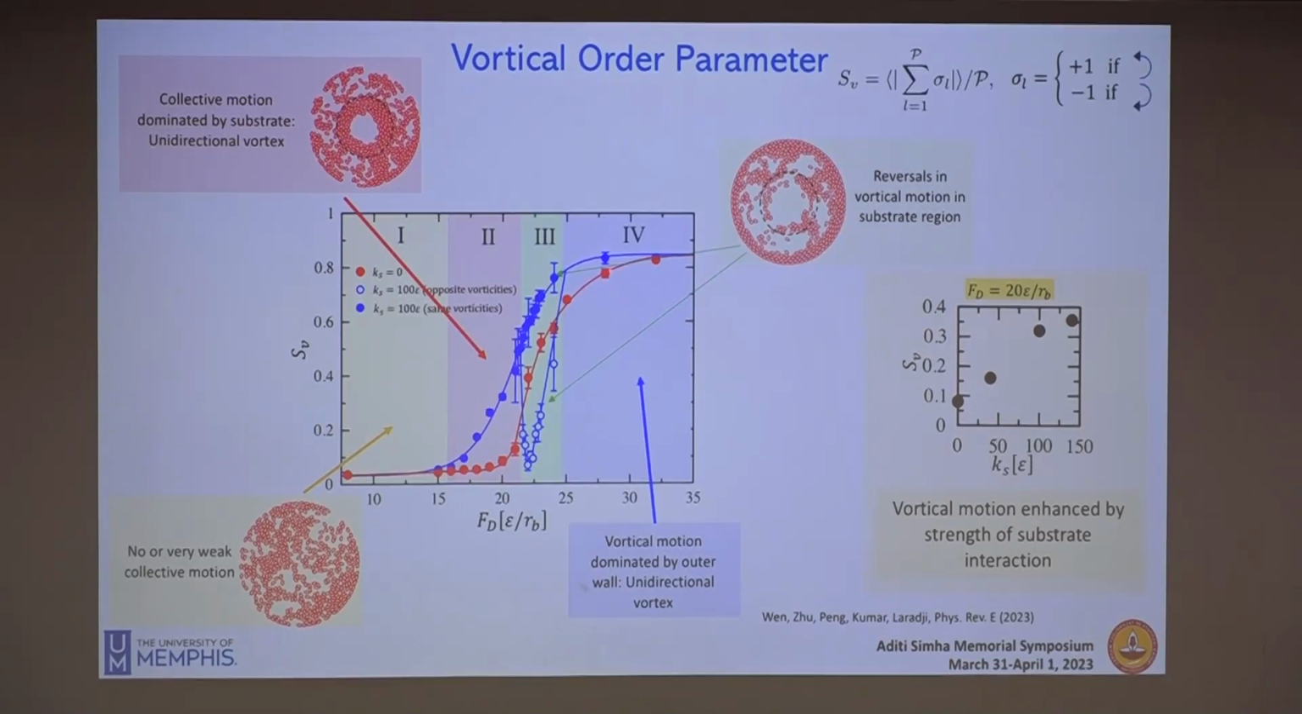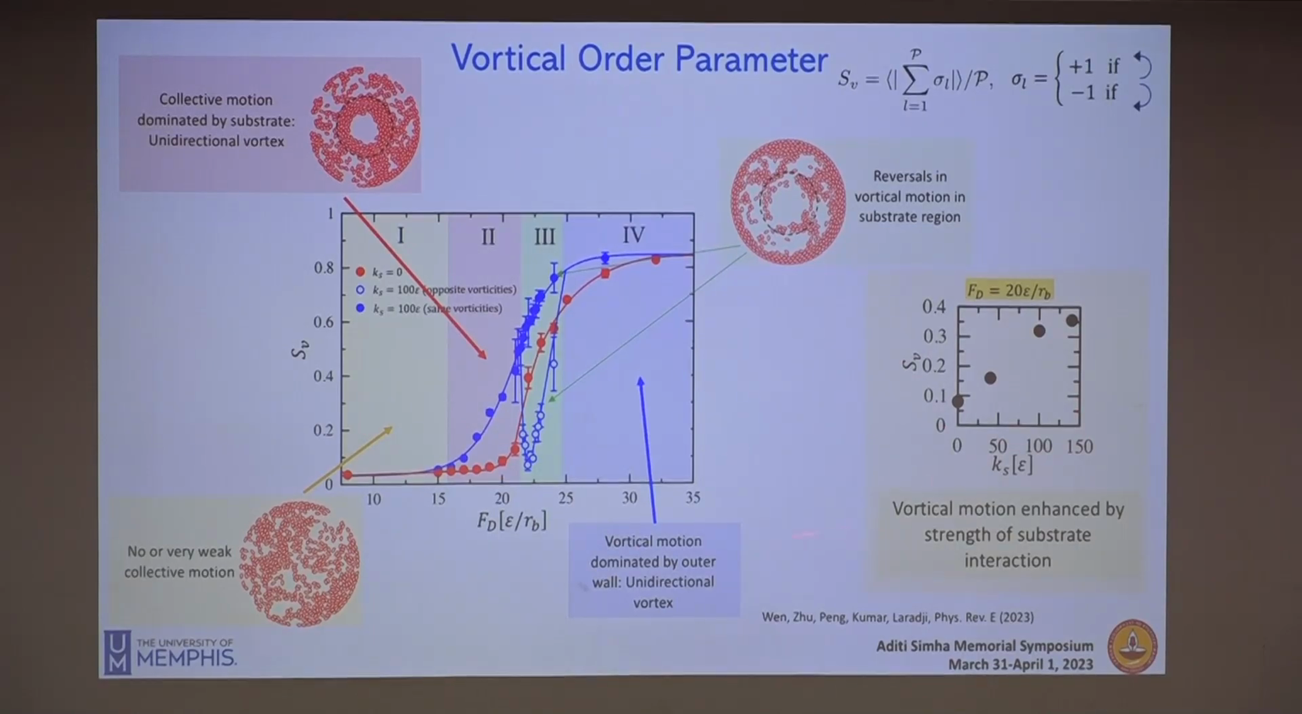Another interesting aspect of the vortical motion, for intermediate values of the driving force corresponding to this green region, is a kind of bifurcation of the chiralities of the vortices. So when the chiralities are opposite, of course, the order parameter would be small, and that's why you have this low branch. Otherwise, there is this high branch.